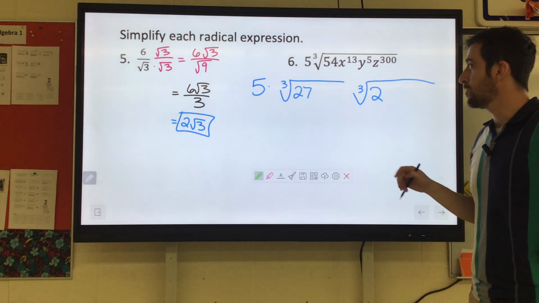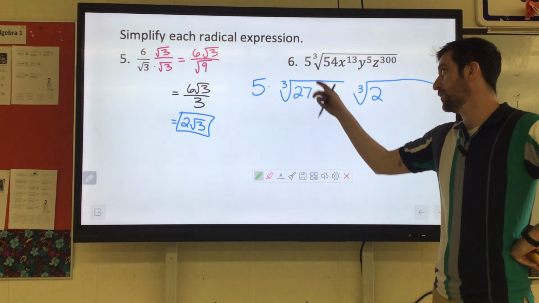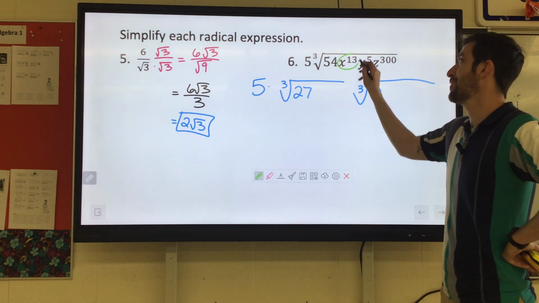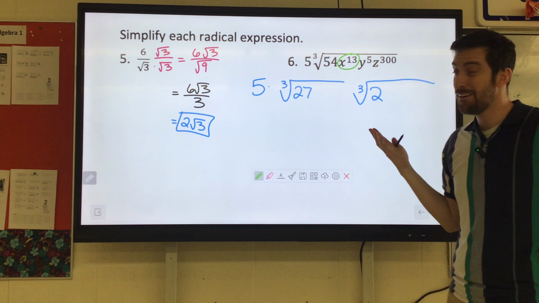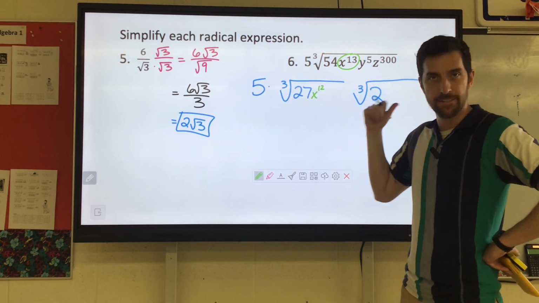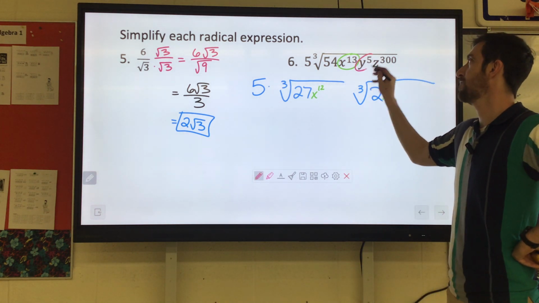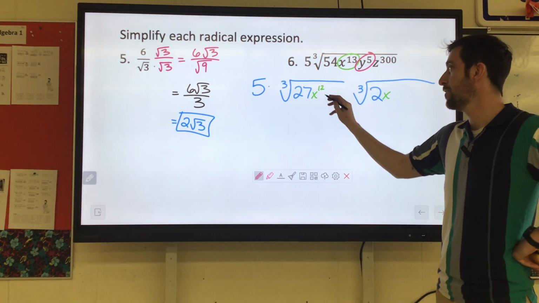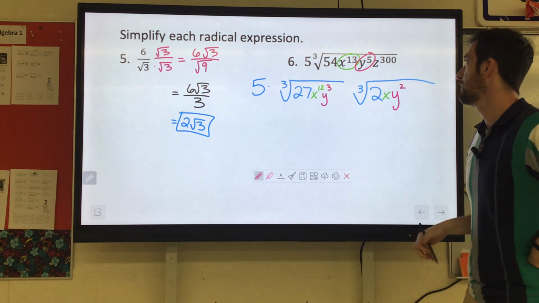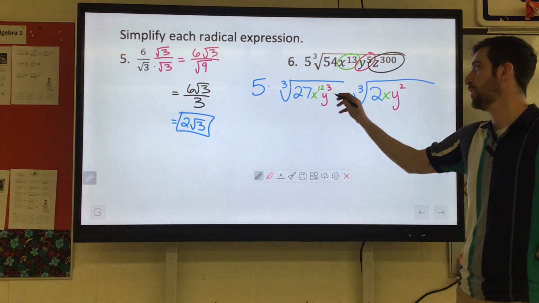Now as far as exponents go, if it was a square root, the exponent would have to be a multiple of 2. If it's a cube root, the exponent has to be a multiple of 3. So x to the 13th, that's not perfect. But x to the 12th is. Where does that 13th one go? In the leftovers. Y to the 5th, that's not a multiple of 3, but we could put 3 of them there. The other 2 go in the leftovers. And then if you look at z, 300 is a multiple of 3, so we could put all of them there.